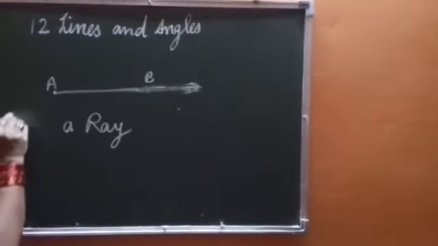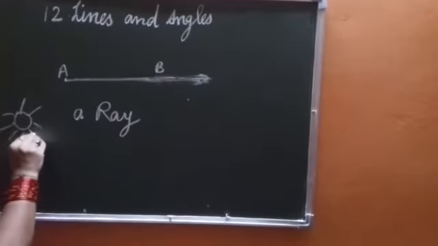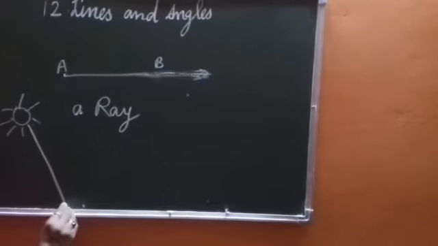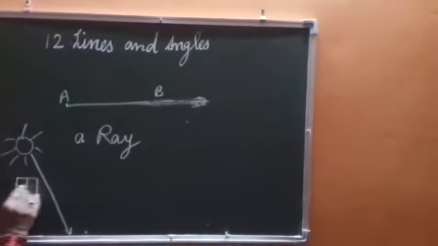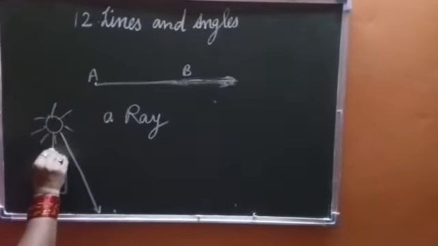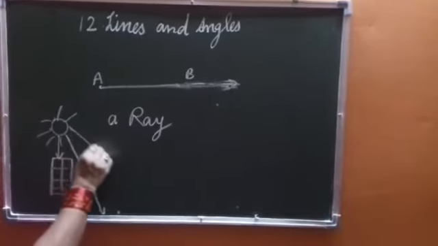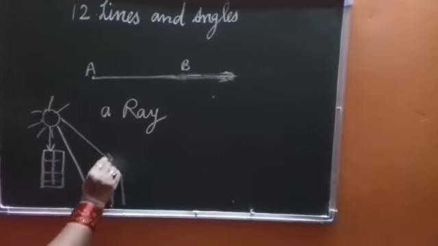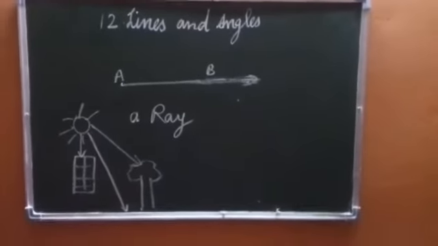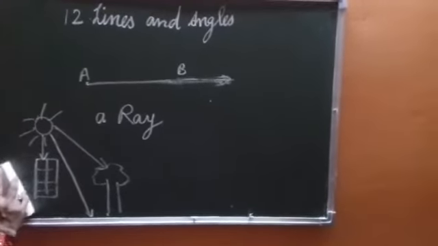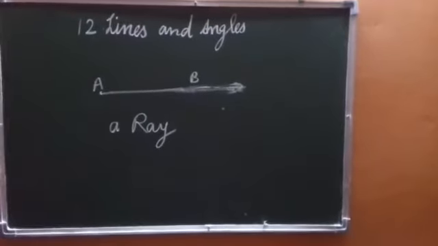Suppose we are talking about the rays of sun. So this is a sun. It is a fixed endpoint, and when it starts from the sun, it may go anywhere. It may come up to the earth. If there is a building, then it will come to the top of this building. Means one point is fixed and another point it can go anywhere. It may go on the top of a tree. So one point is fixed, another point it can go up to whichever place it wants. So one side is fixed, another point can be extended endlessly in one direction. So this type of figure is called a ray.